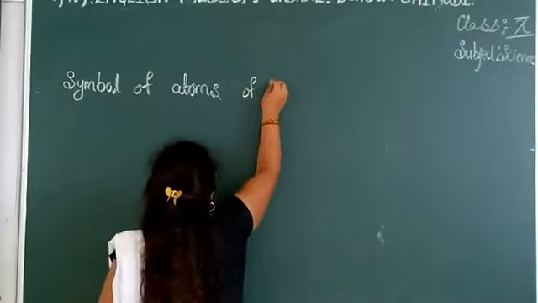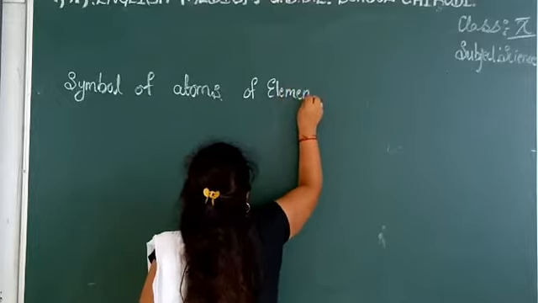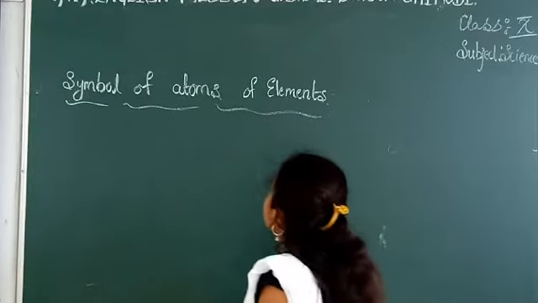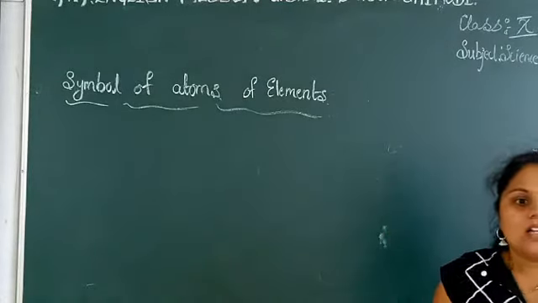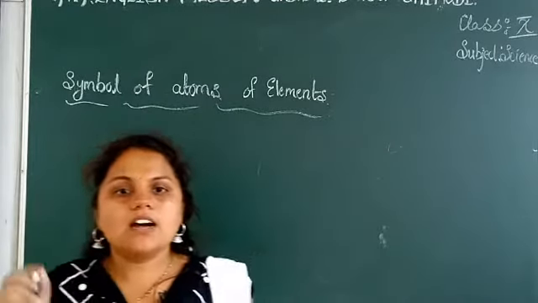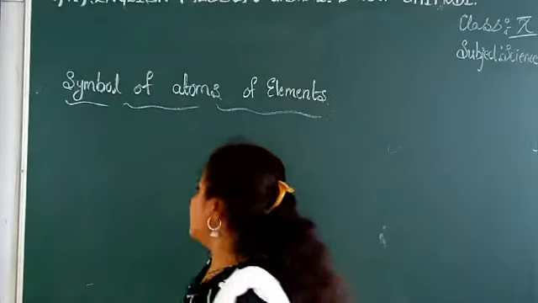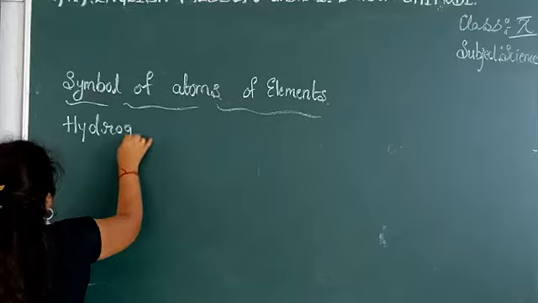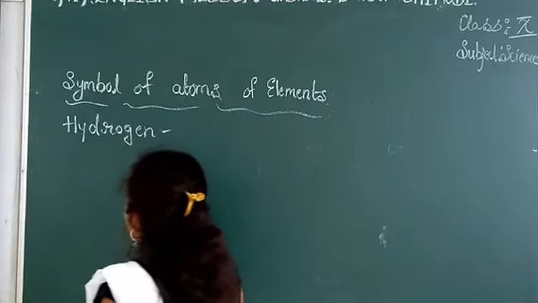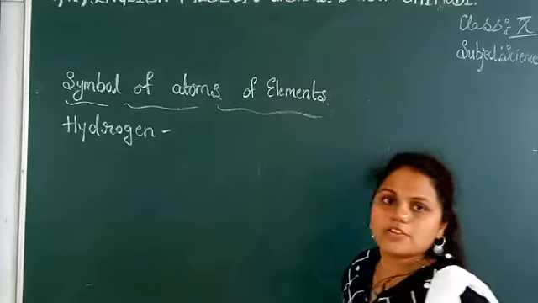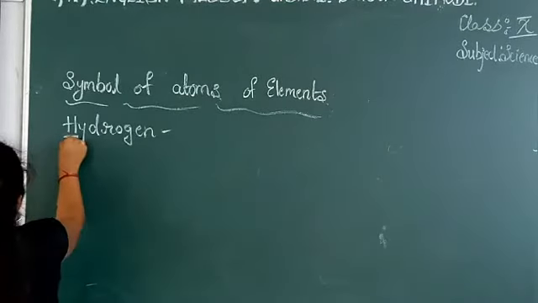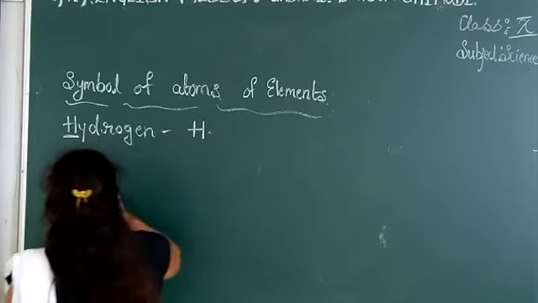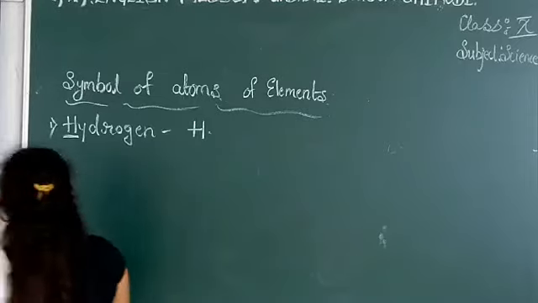Symbols of atoms of elements. While giving the name of elements, the symbol is represented by the first letter. For example, hydrogen. The name of the element is hydrogen. So what is the first letter of hydrogen? That is H. So how are you going to represent hydrogen? H. This is one of the elements.